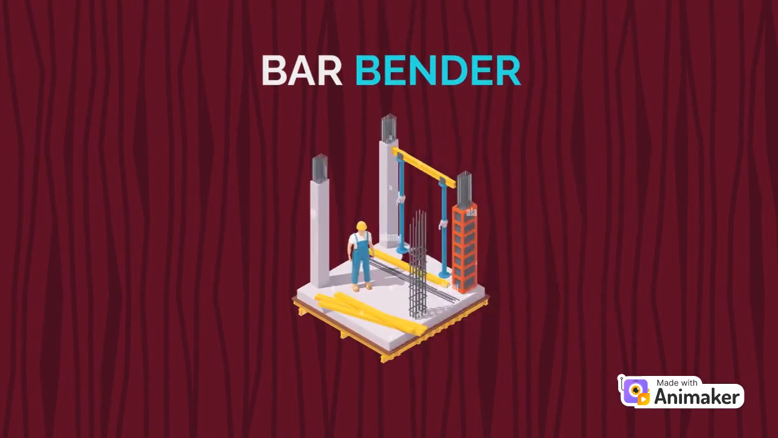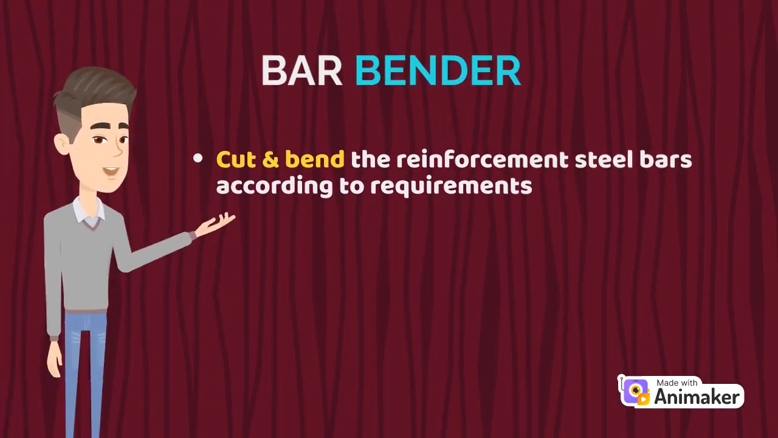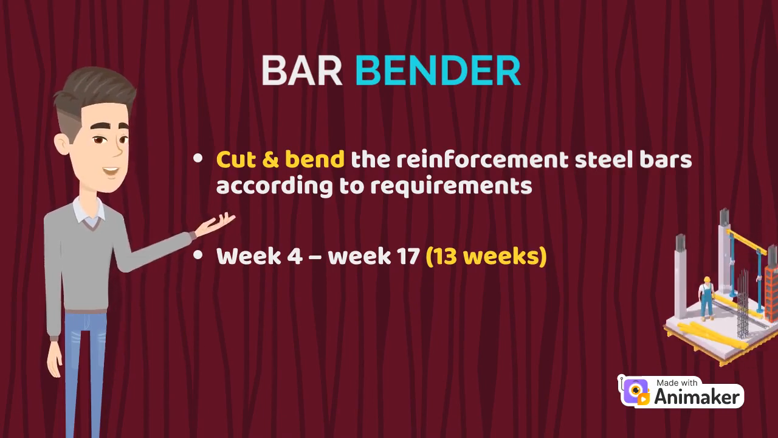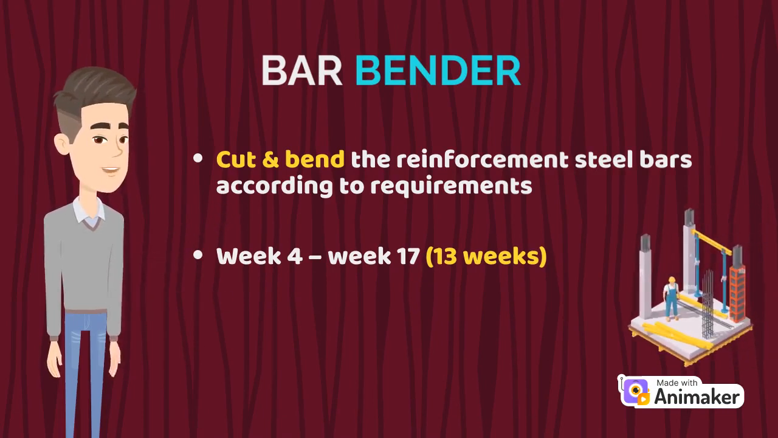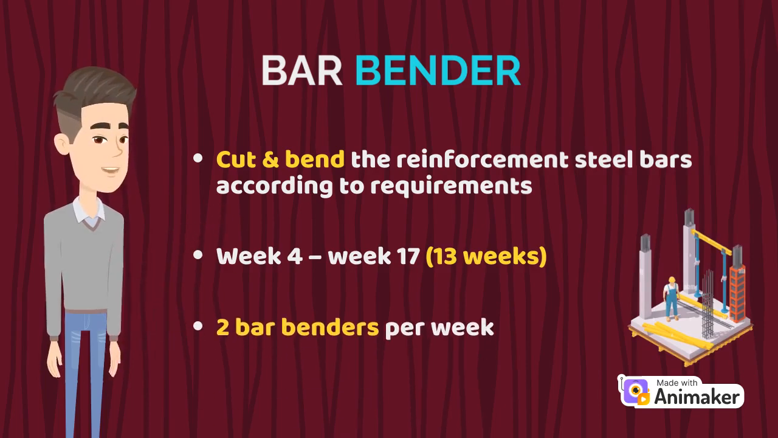Let's look into the first labor. Bar bender. They are involved in cutting and bending reinforcement steel bars according to requirements as in the drawings and bending schedules. Reinforcement work will start from week 4 until week 17, which takes around 13 weeks to complete the installation of reinforcement. Each week requires 2 bar benders at the site.